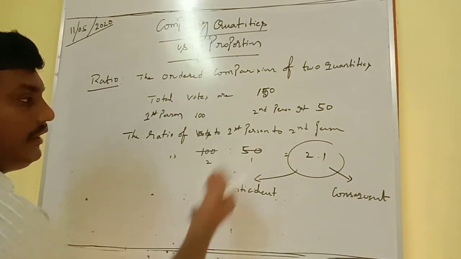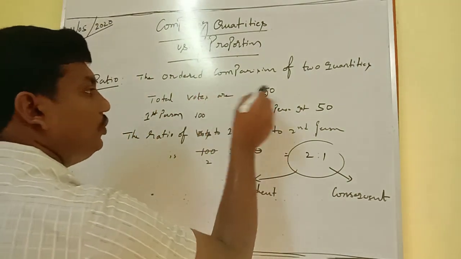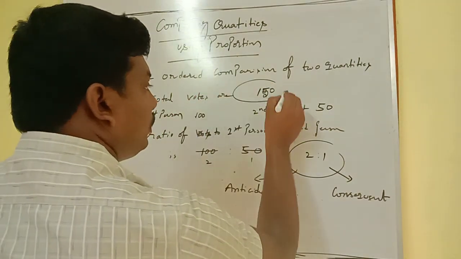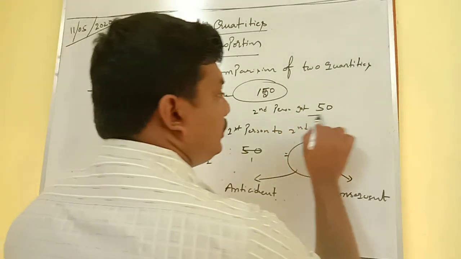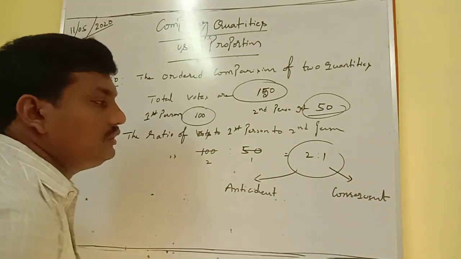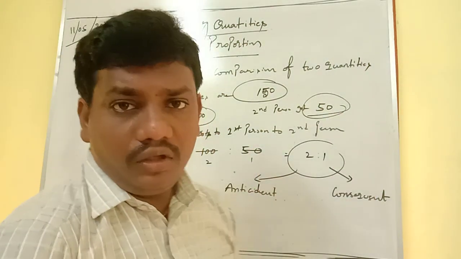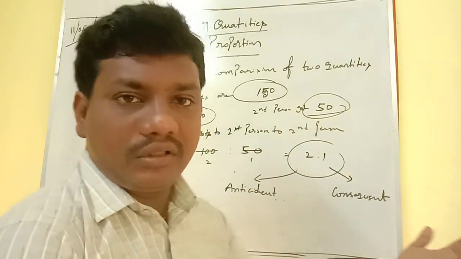So we are taking here the election. The total votes are 150. Out of 150 votes, the first person got 100 votes and the second person got 50 votes. The ratio of votes is first person to second person. We can calculate second person to first person also.